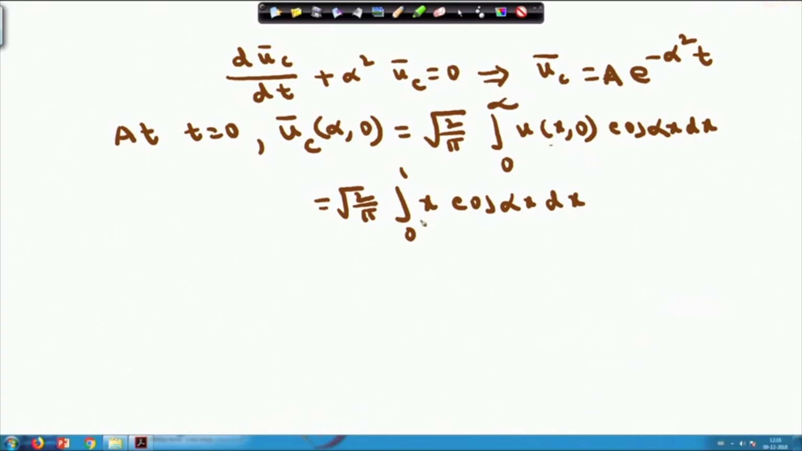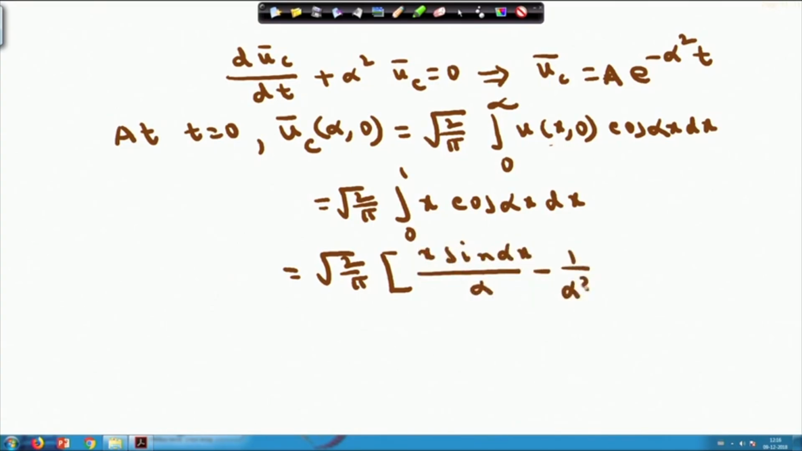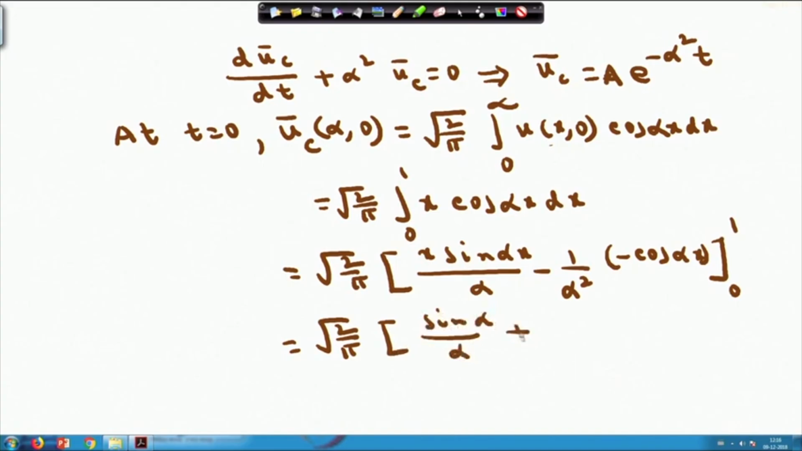So that you will obtain 0 to 1 this thing. If I evaluate this integral, you will obtain root over 2 by pi x sin of alpha x by alpha minus 1 by alpha square into minus cos of alpha x from 0 to 1. If I evaluate the limits, then ultimately I will obtain sin alpha by alpha plus cos alpha minus 1 by alpha square.